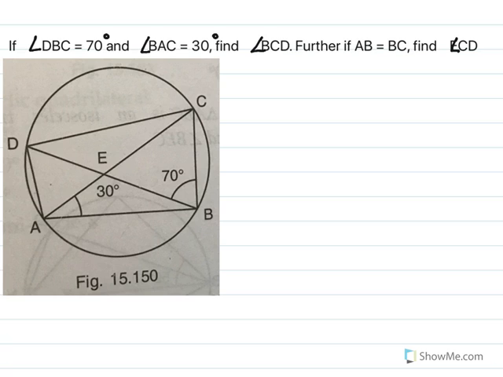In this figure, we have angle BAC given as 30, and BAC is 30 and DBC is 70. This angle is given as 70.